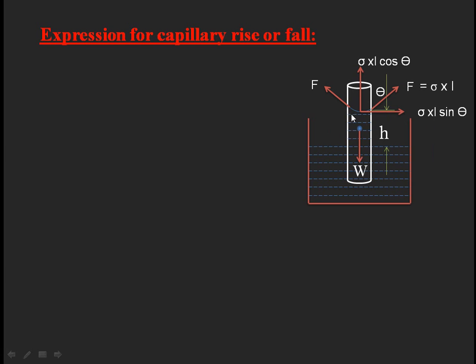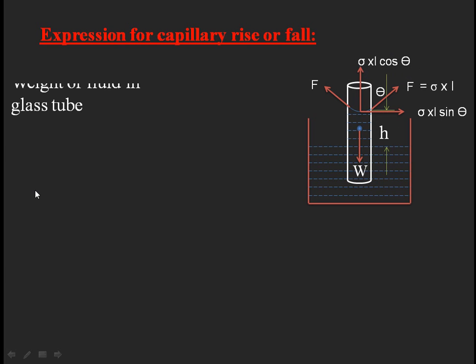Here the weight of the water inside the glass tube up to the height of h is equal to the force due to surface tension acting in the vertical direction. When these two become equal, a constant level is obtained, which is the equilibrium condition for the water that has risen inside the glass tube. So according to the equilibrium condition, the weight of the liquid present inside the glass tube up to the height of h is equal to the force due to surface tension in the vertical direction.